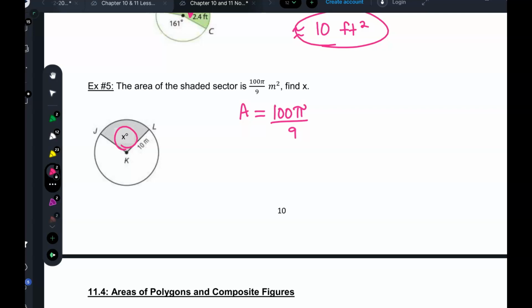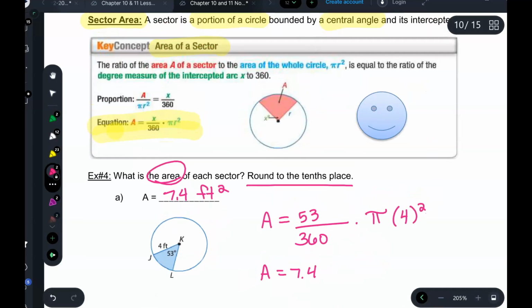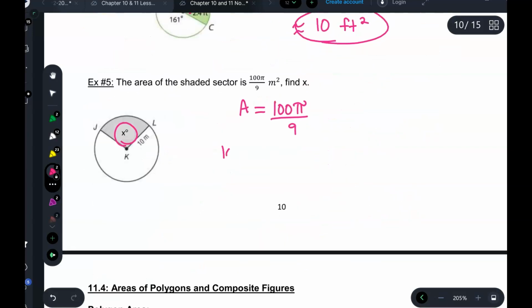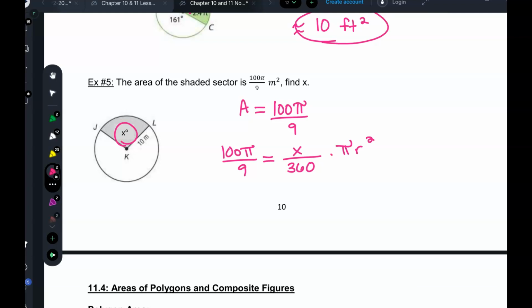What's the formula? Let's go back. Pi r squared. Oh, so you do 100 pi over 9 equals x over 360 times pi r squared, pi 10 squared. Okay, so when we know the sector and we're working backwards, we set it equal to the formula. Okay, now how do we isolate the radius?